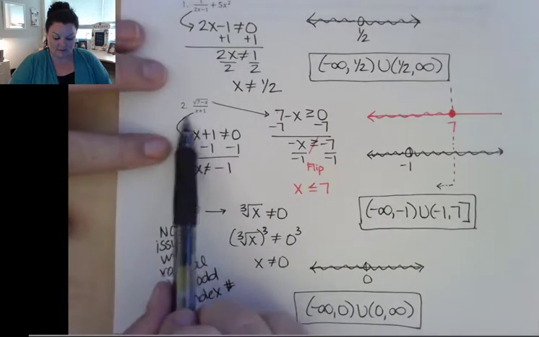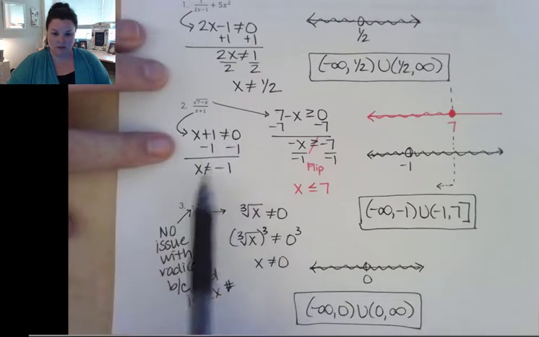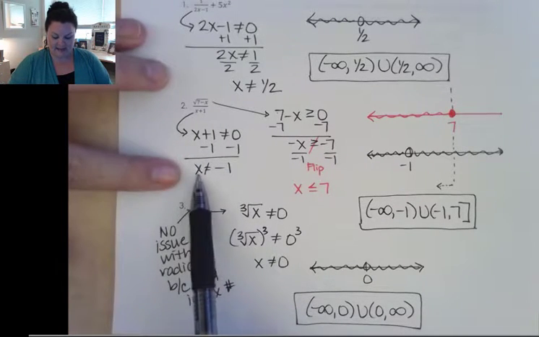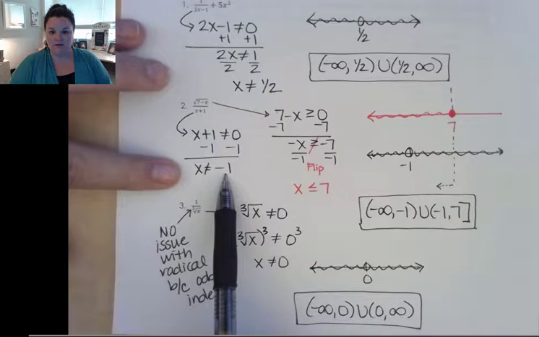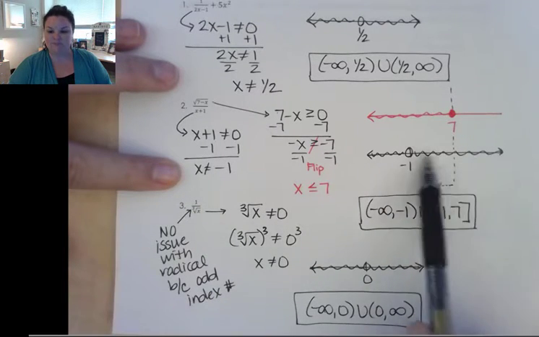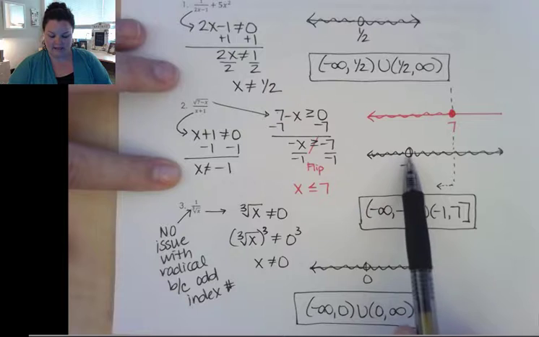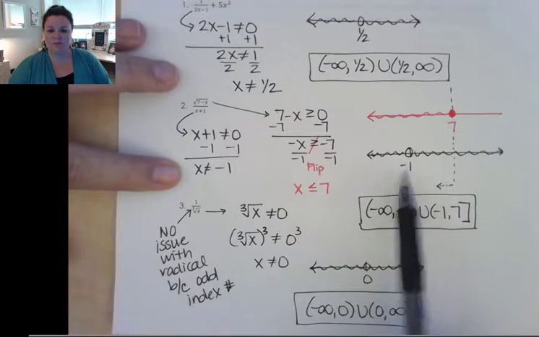When we look at number 2, it has two problems. One, it does have a denominator which cannot equal 0. So when we solve that, that means that x cannot equal -1. I have that graphed over here on our number line. The only thing it can't be is -1, so we put an open circle there.